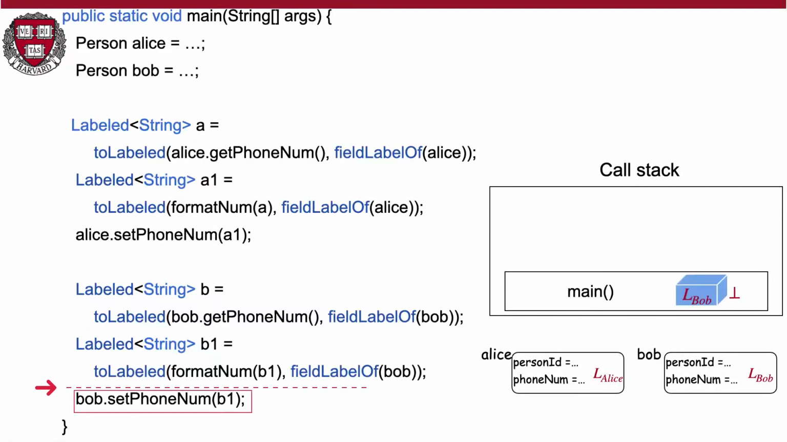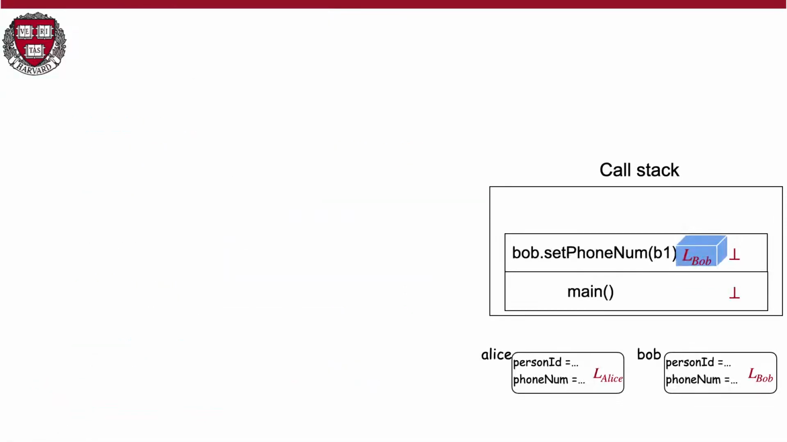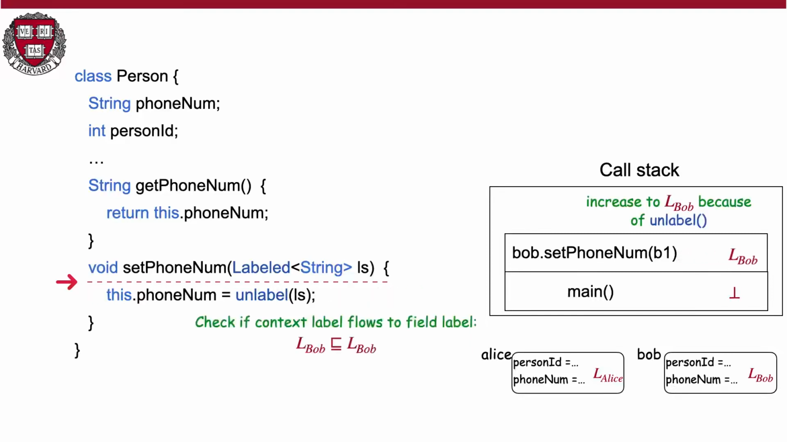Now, let's look again at what happens in the call Bob set phone number. A new container is created for the call, and the labeled value B1 is passed to the callee. Its label is LBob. Inside the callee, the input labeled value is opened by the onLabel operator. Context label increases to LBob, which is the label of the input labeled value. Then the field write checks if the context label flows to the field label of object Bob. This time it succeeds. The program continues execution.